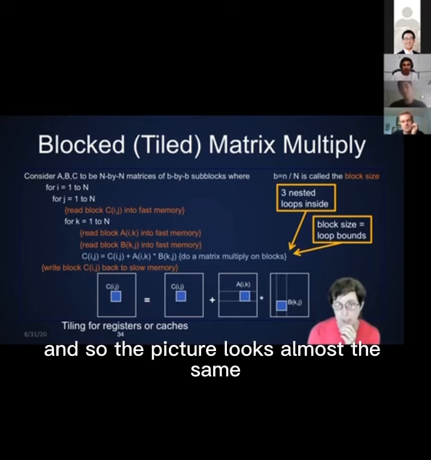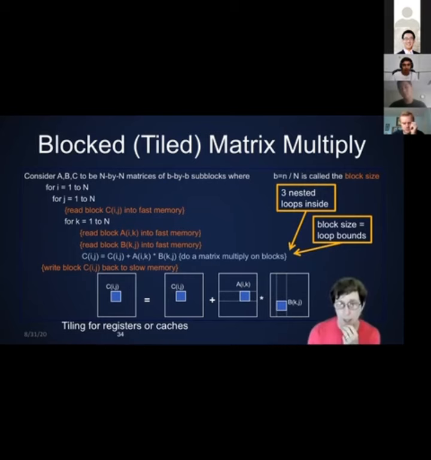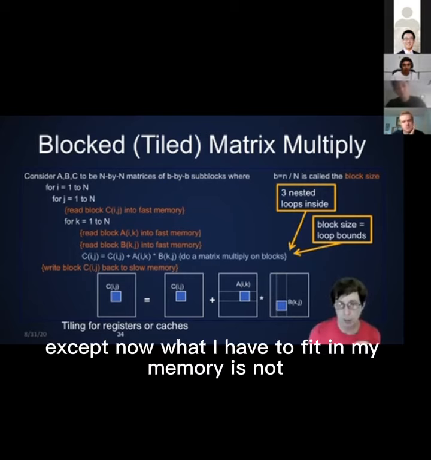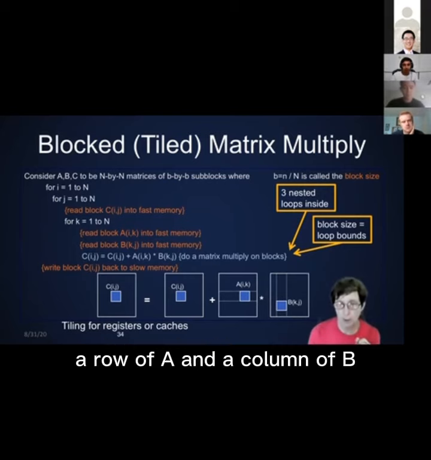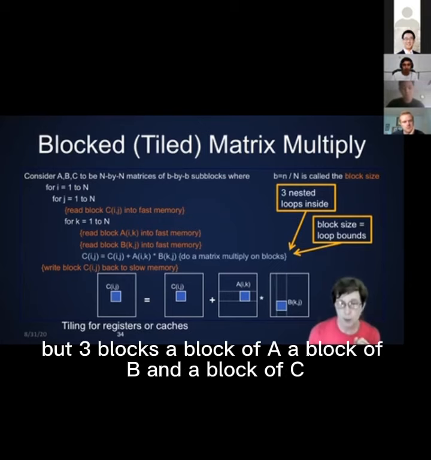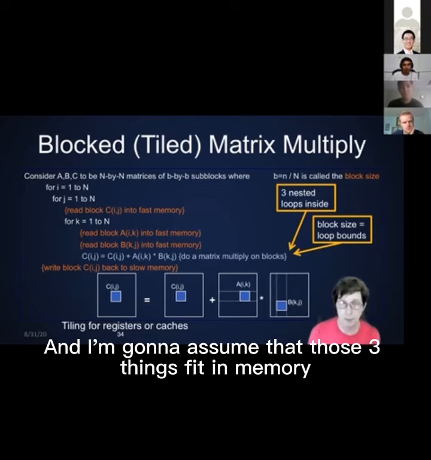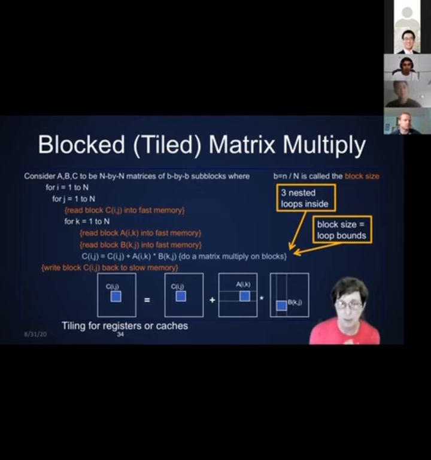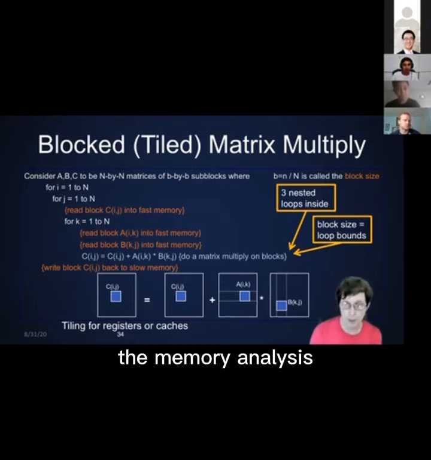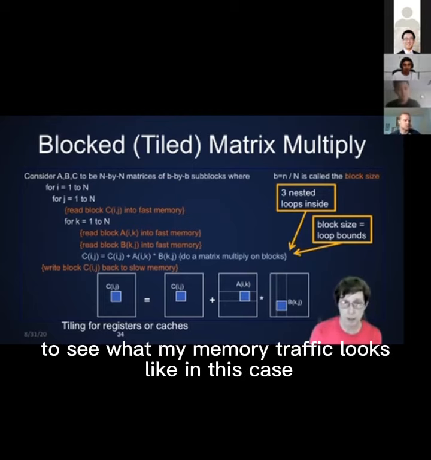And so the picture looks almost the same, except now what I have to fit in my memory is not a row of A and a column of B, but 3 blocks: a block of A, a block of B, and a block of C. And I'm going to assume that those 3 things fit in memory, my fast memory that is. And now I can redo the memory analysis to see what my memory traffic looks like in this case.